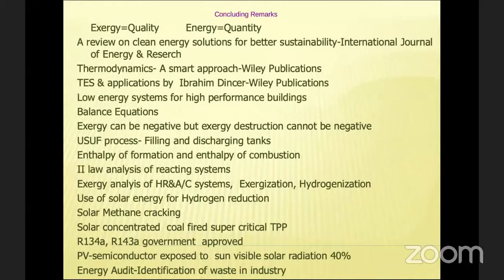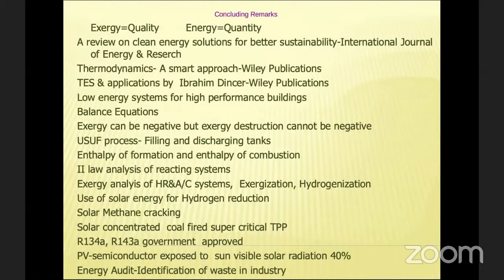That is called solar methane cracking, because the atmosphere contains a huge amount of methane, by which, if you use the solar energy effectively, we can produce hydrogen. Solar concentrated coal fired supercritical thermal power plants. Gone are the days when we were still using steam for producing power. So people are moving to 100% solar concentrated coal fired supercritical plants. At about 200 bar, you can operate thermal power plants with the help of simply solar power.